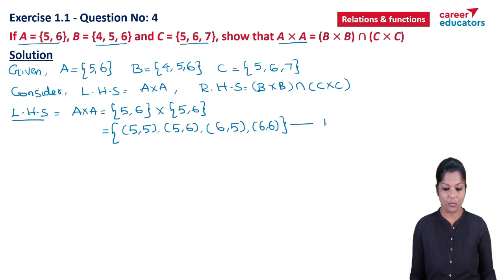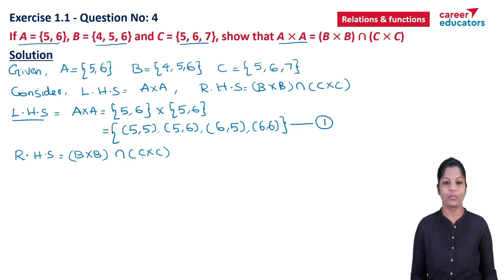Mark this as 1. Next, we have to find RHS. RHS equal to B cross B intersection C cross C. To find RHS, we have to find B cross B separately, C cross C separately. Then we have to do intersection between them.